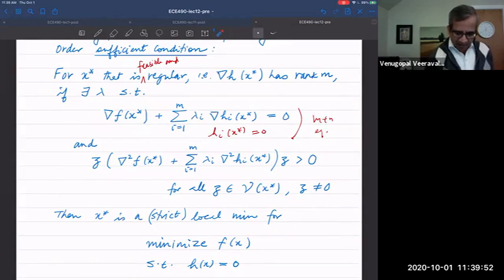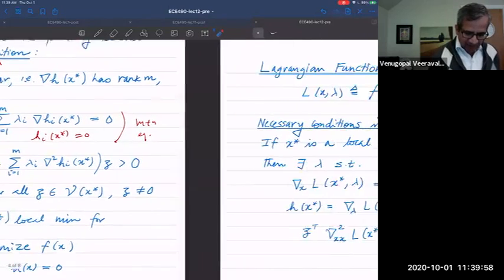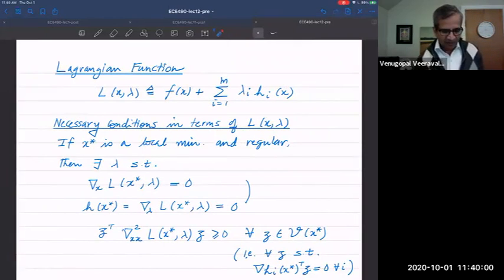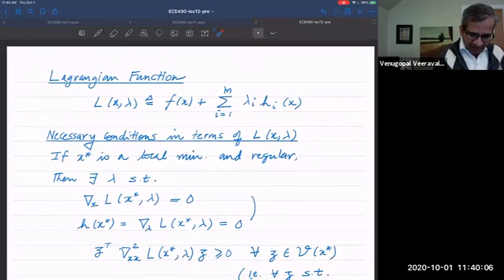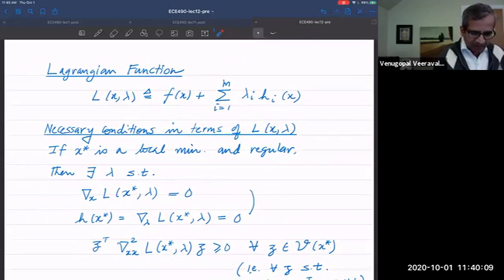Let's repeat that by defining what's called the Lagrangian function, and write everything in terms of it. This will actually play a role again when we talk about something called duality. But let's define the Lagrangian function first. It's f plus a linear combination of the h's. So this is a function of both x and lambda. Notice that it's a linear function in lambda, and in general it's going to be nonlinear in x.